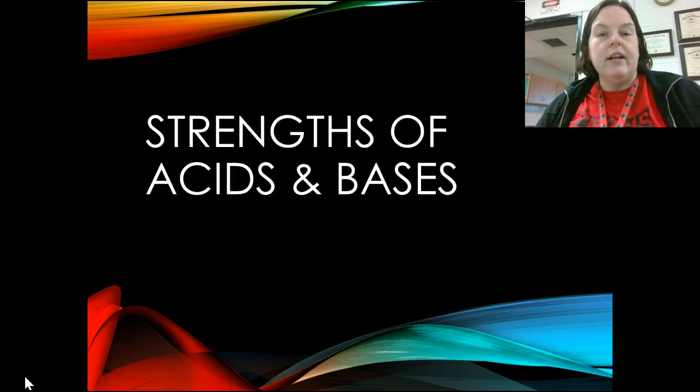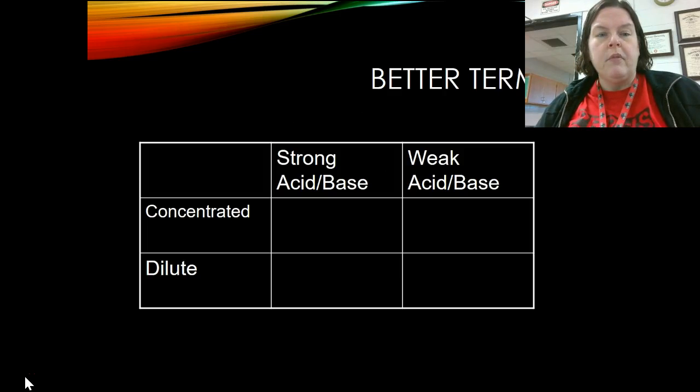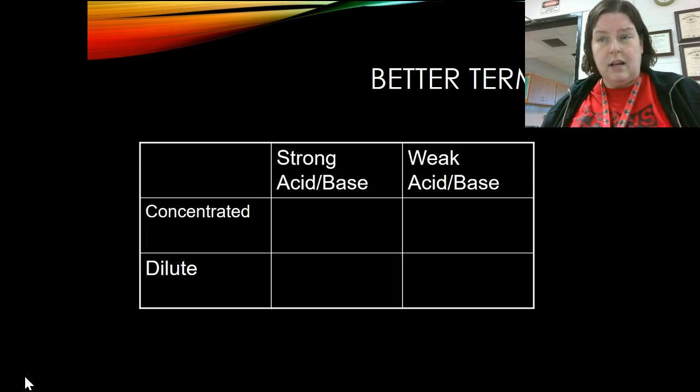Okay, in the next lecture today, ladies and gentlemen, we're going to be talking about the strengths of acids and bases and how we calculate strength of acids and bases, okay? So, first of all, we have to come up with some better terms because concentrated and dilute are really not so good. We need to be thinking about strong and weak because when we have a strong acid, concentration is the same because it completely dissociates.